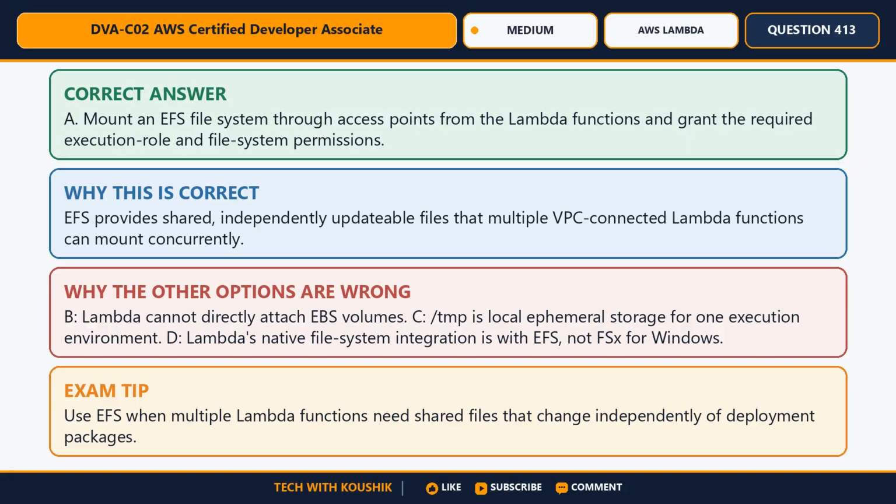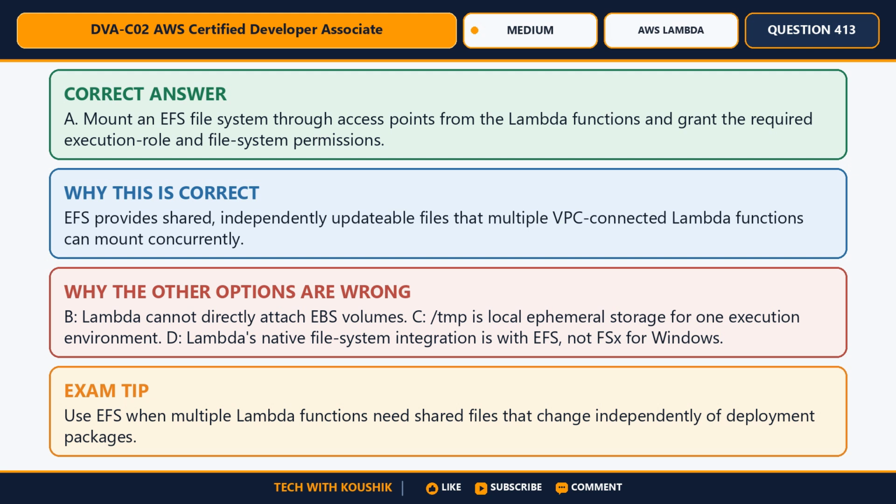The correct answer is A. Mount an EFS file system through access points from the Lambda functions and grant the required execution role and file system permissions. Here is why. EFS provides shared, independently updatable files that multiple VPC-connected Lambda functions can mount concurrently. Why are the other options not correct?